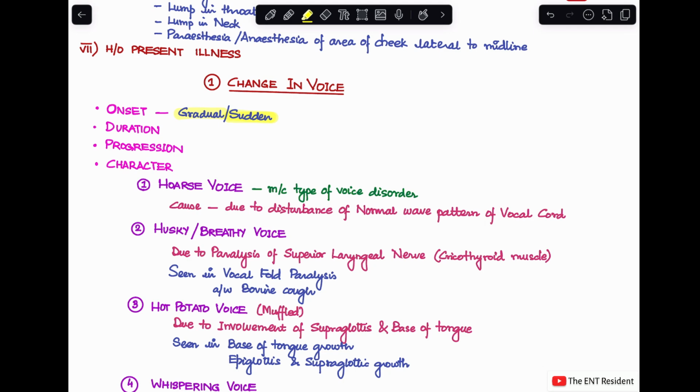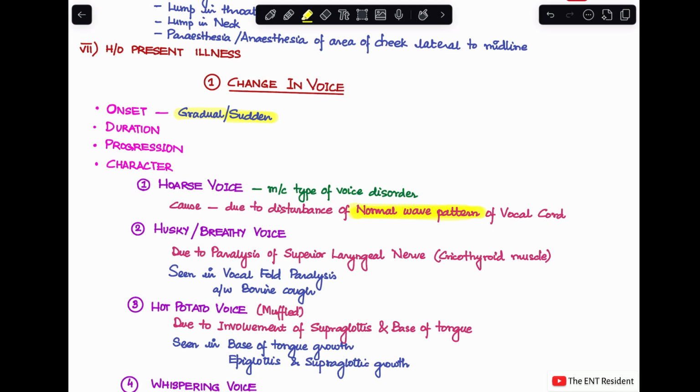And a hoarse voice usually happens due to a disturbance of the normal wave pattern of the vocal cord. What are some examples where you might see this? For example, I was just telling you about vocal nodule and vocal polyp in people with the occupation of a teacher or a singer or somebody who is in public speaking. So what happens is a vocal nodule or a polyp forms in the vocal cord and it disturbs the normal wave pattern of the vocal cord, which leads to a hoarseness of the voice.